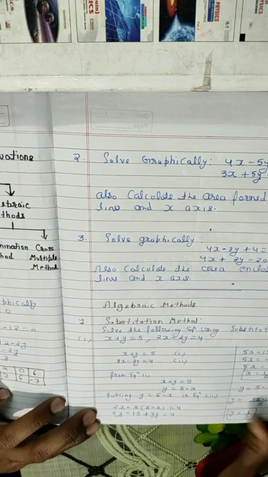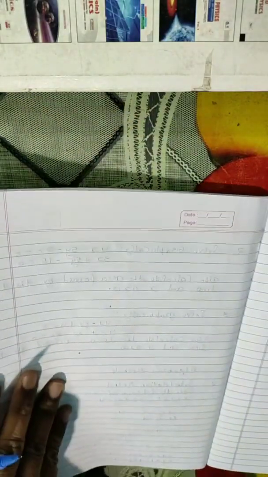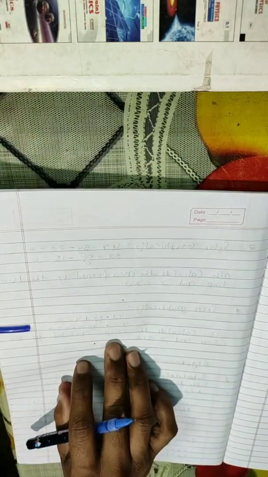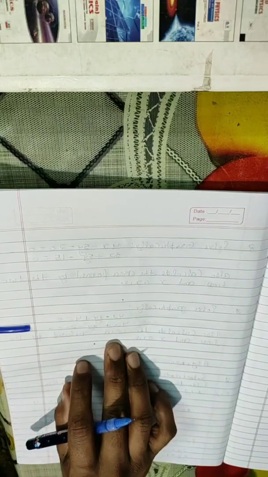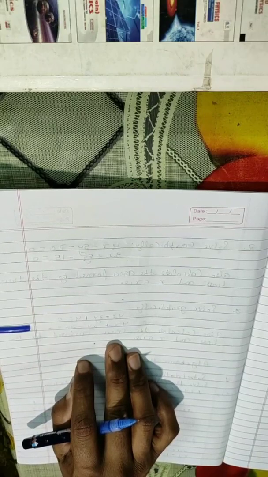So I hope you got the concept. What we do, we actually firstly express one variable in terms of the other variable, okay, and we substitute the value of that variable in the second equation. Let us solve 2 or 3 questions on substitution method for practicing. Say question number 2.